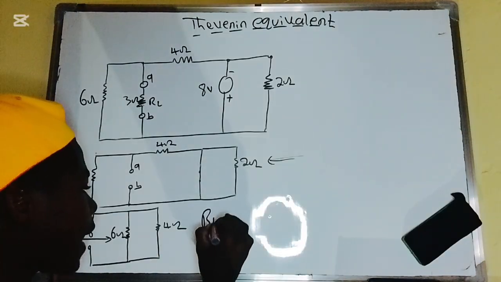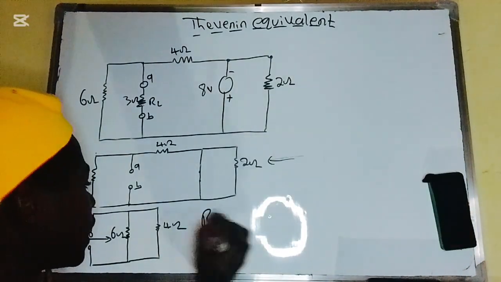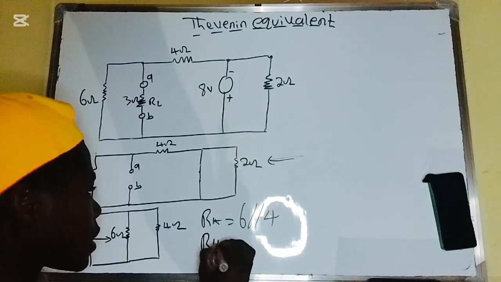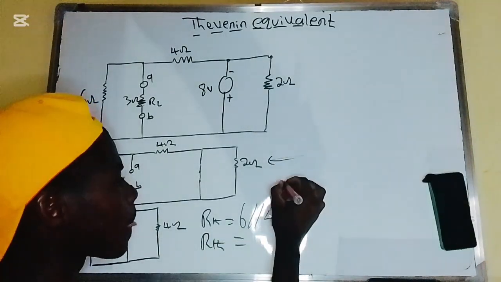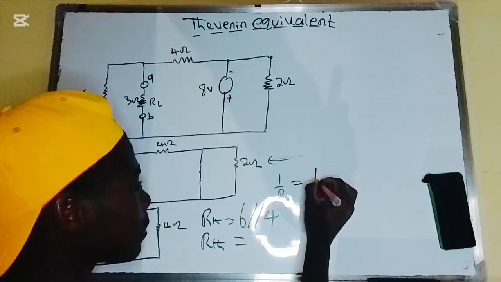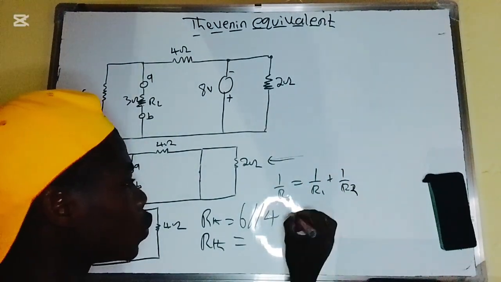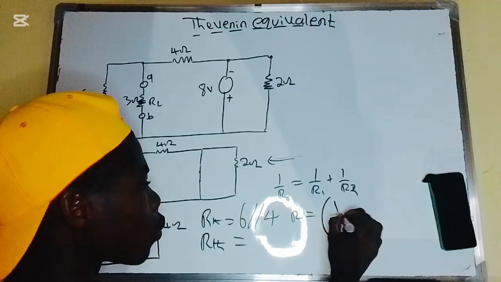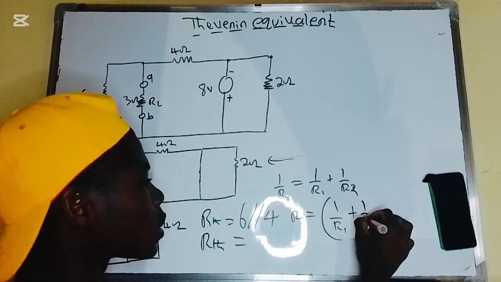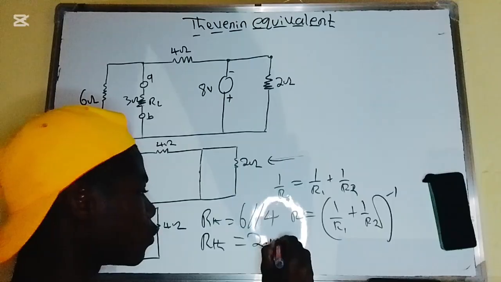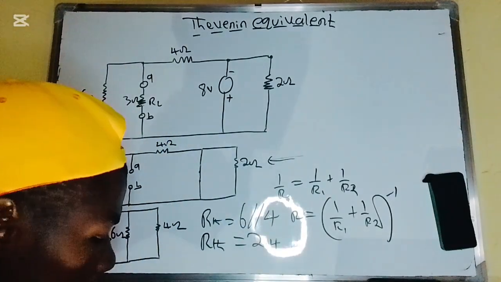So how can I find the Thevenin resistance? The Thevenin resistance is the same thing as 6 is parallel to 4. And what is 6 parallel to 4? As we all know, 1 over R is the same thing as 1 over R1 plus 1 over R2, or R should now be equal to (1 over R1 plus 1 over R2) to the negative 1. So I think we're going to get 2 point something. Let's check it and see.